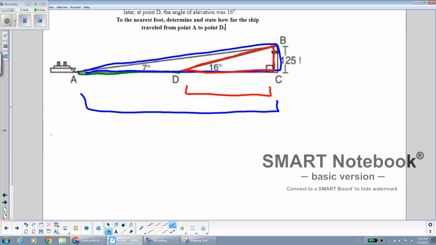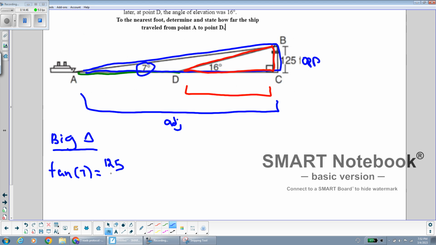Let's start with the big blue triangle. So we have our focus angle, the 7 degrees, and I have the side that's opposite from it. And I'm looking for the leg that is adjacent. So let me set up a tangent ratio that's opposite over adjacent of the 7-degree angle. And that's equal to 125 over, I'll just call this x because I'm solving for it.